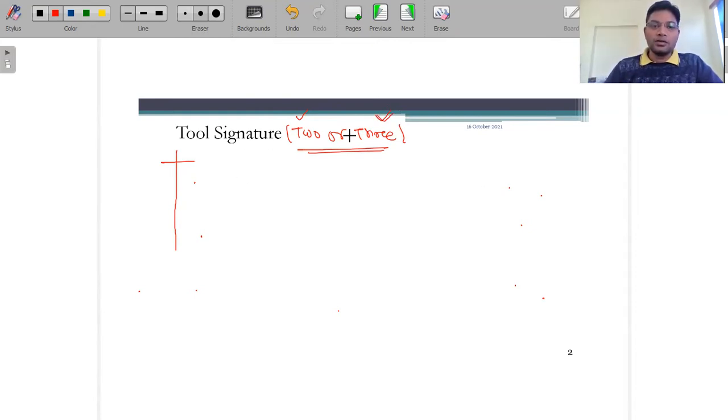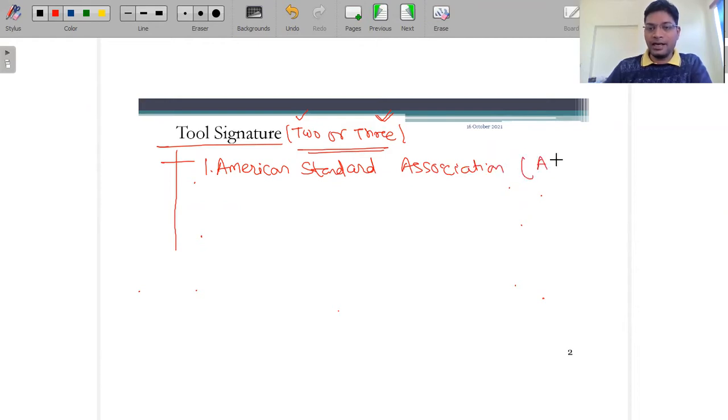I will tell you the meaning of that. First is the American Standard Association, that is the ASA system. We are calling it the ASA system. Second is the orthogonal rake system.